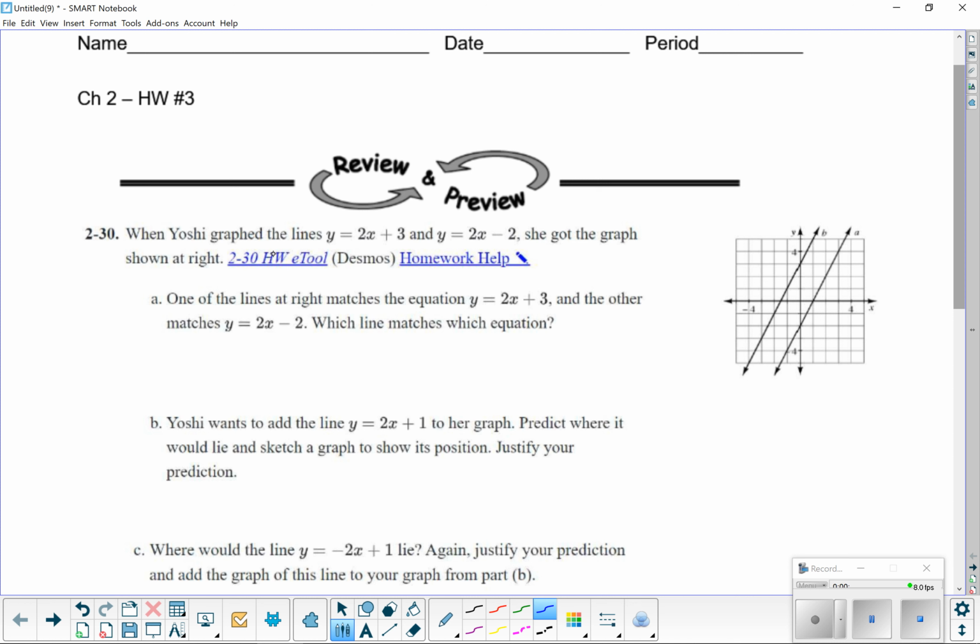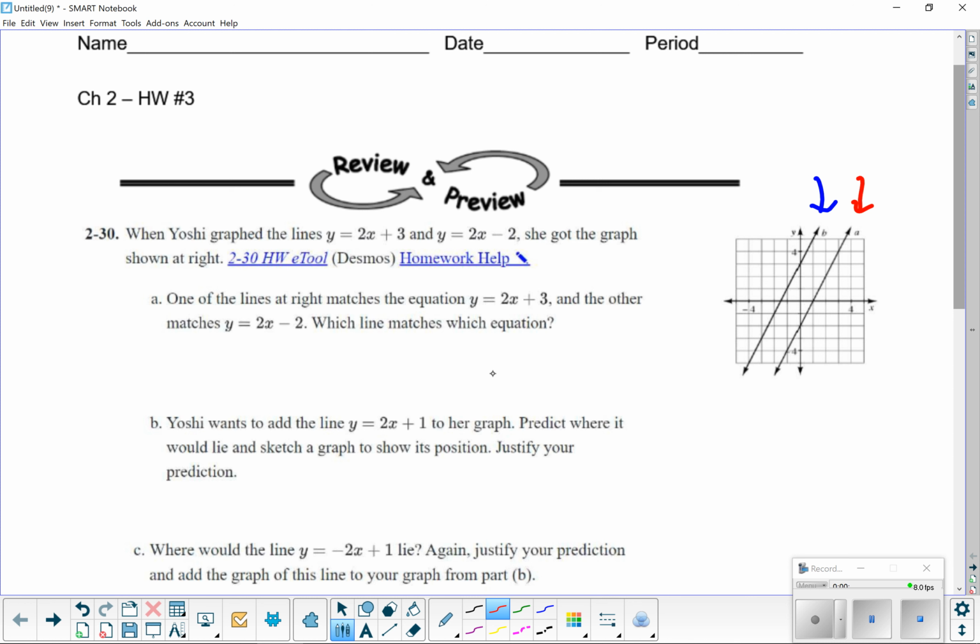Number 30. When Yoshi graphed the lines y equals 2x plus 3 and y equals 2x minus 2, she got the graphs at the right. These two are here. One of the lines at right matches the equation y equals 2x plus 3, and the other matches the equation y equals 2x minus 2. Which line matches which equation?